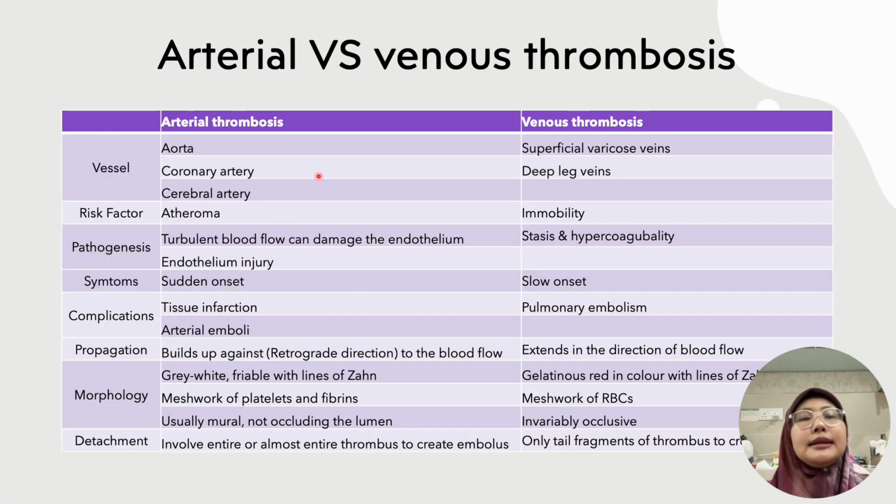So this is the summary of how to differentiate between arterial and venous thrombosis. You can look at the vessels, risk factors, pathogenesis, symptoms, complications, propagation, morphology, and also detachment of the thrombus.